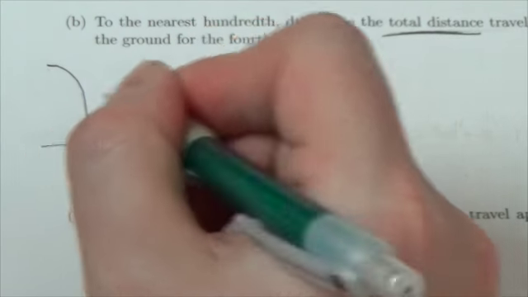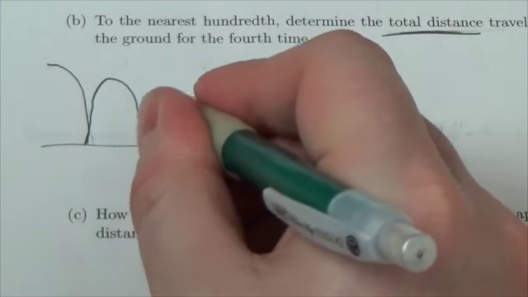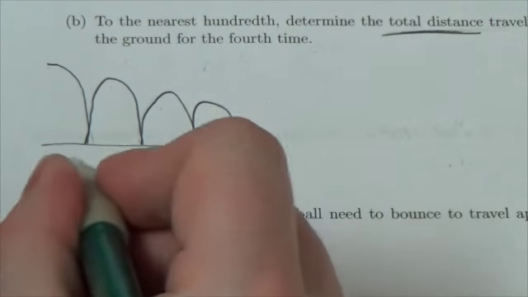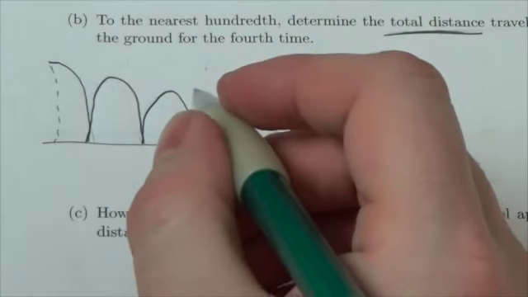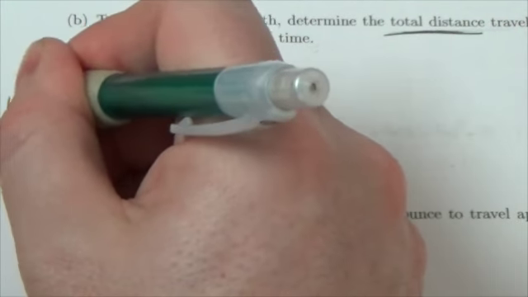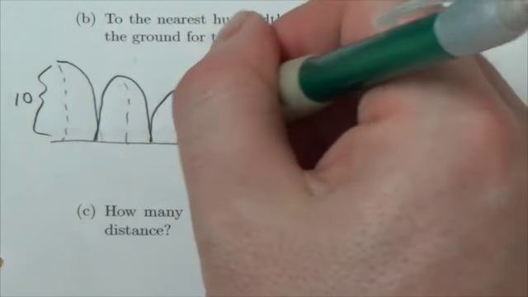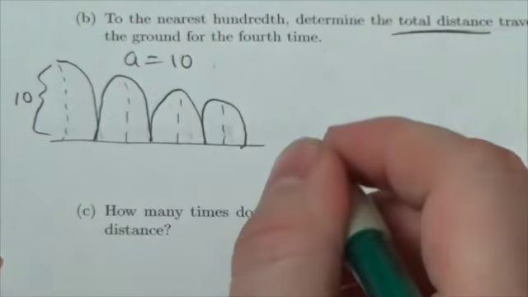So we start here, we drop down, the ball bounces up. Again, it's only losing 10%, so it's going up quite high. And we're talking about when it hits the ground for the fourth time. Now, as in the previous question, I believe that most of us are going to see the first term being the 10 feet that it dropped from. And then we've got these other heights here, but the first one, A, will be 10.